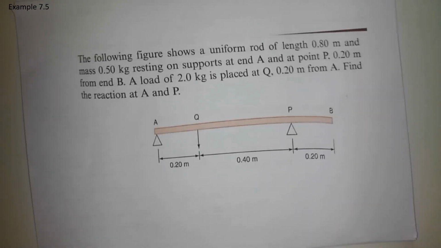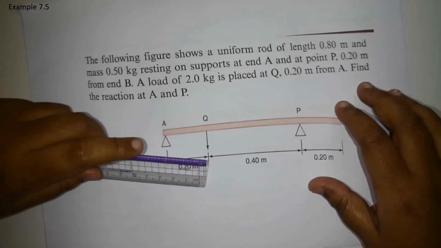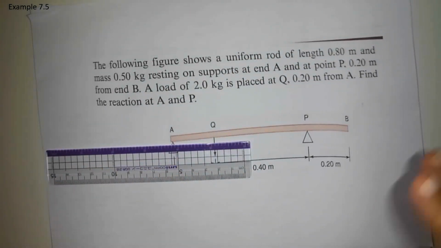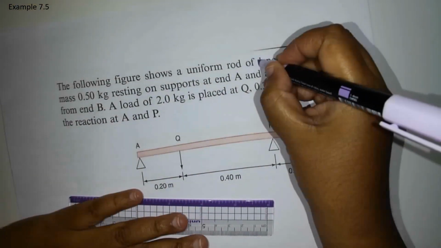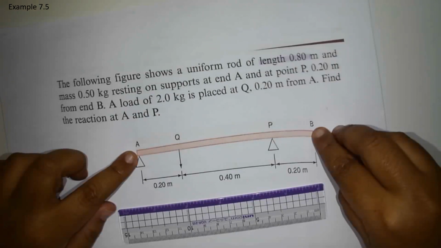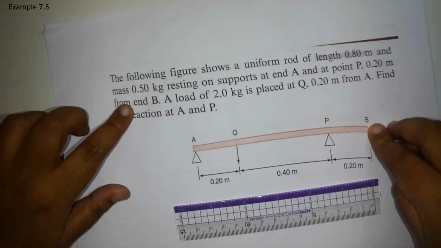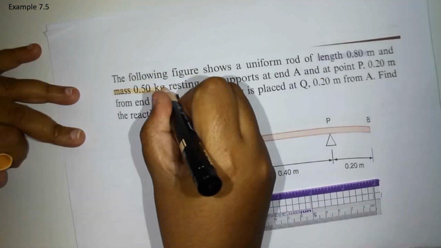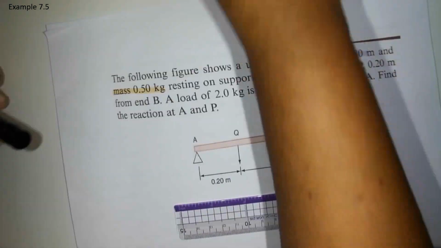So the most important thing when you read the question is that you must know how to apply the concept. Here we have the following figure showing a uniform rod of length 0.80 m and mass 0.5 kg. So this is the first mass. We are looking at the first mass.